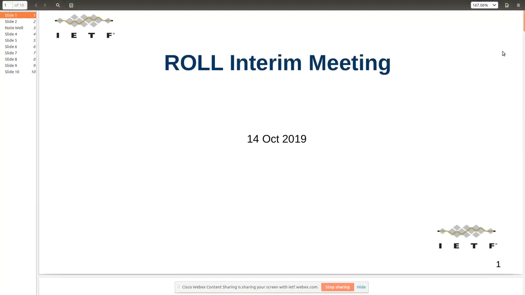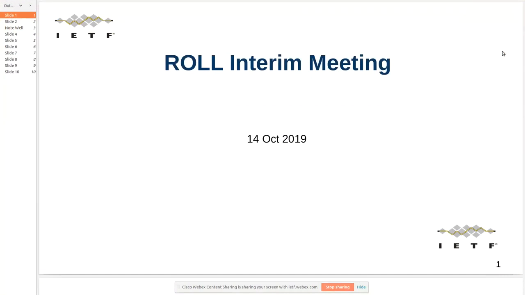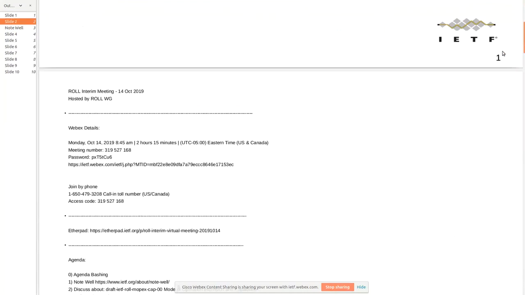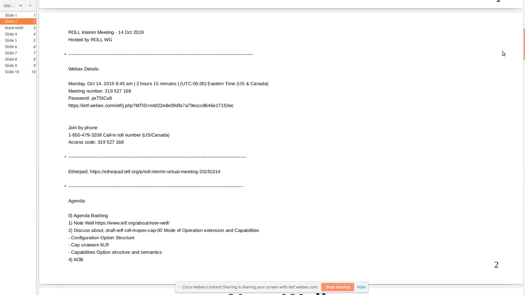Okay, dear all. We start the meeting. This is the agenda. You have the etherpad. Please put your name in the etherpad and contribute with the minutes. Today, please be aware that this meeting is based on Notwell, and we are going to discuss the capabilities features that we want for Ripple.